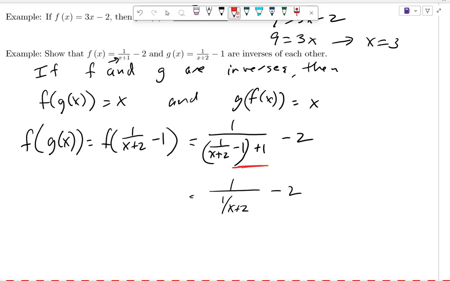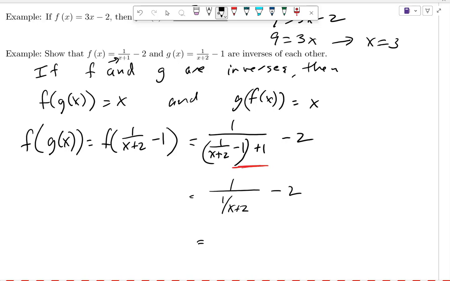We're dividing by a fraction. That's what this says, isn't it? 1 over 1 over x plus 2 just becomes what? Careful. When you divide by a fraction, you multiply by the reciprocal, right? So what does that become? This basically says take the reciprocal of x plus 2. What do you end up with?